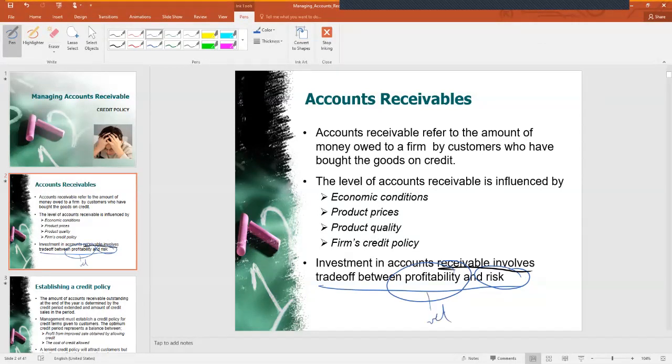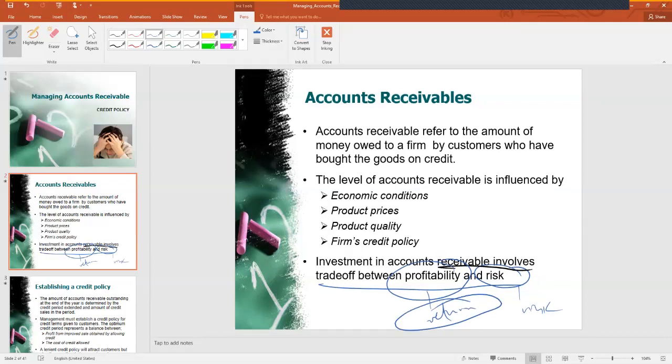Okay, this is going to be the part of the return. Now this is the risk. So you have to compare the two of them. How much return do I receive from adopting this policy? How much risk will I be incurring from adopting this particular policy? Of course, since you are there to maximize your profit, you'll be looking at a policy where you maximize the return compared to the risk.